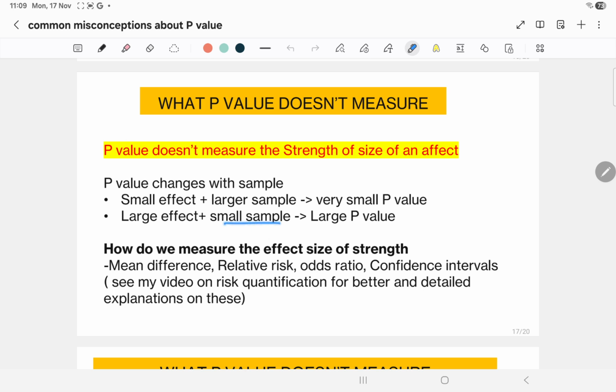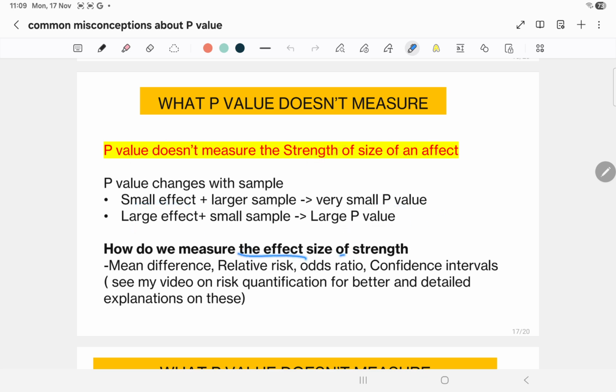That is the only reason. Similarly, if we take a very small sample, even a large effect of the drug or a large variation can give us a very large p-value and our study will fail. So p-value changes with sample. What sample size do you take? So here what we are seeing is that there is a small effect but our study is statistically significant, and a large effect but our study is non-significant. This is due to samples, right? The number of people we have studied. So p-value does not measure the strength or size of the effect.